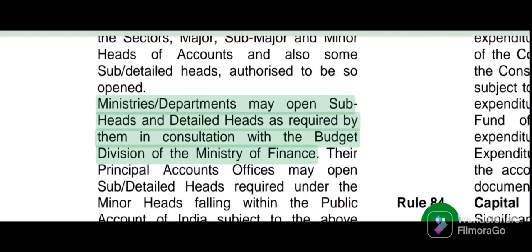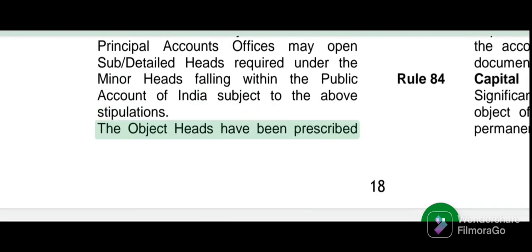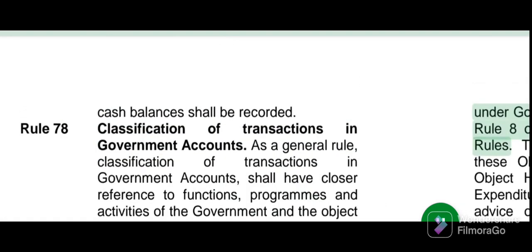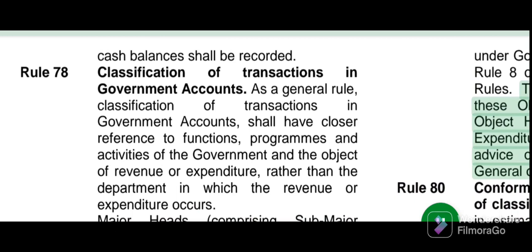Ministries, departments may open subheads and detailed heads as required by them in consultation with the Budget Division of the Ministry of Finance. Their principal accounts officers may open sub-detailed heads required under the minor heads falling within the Public Account of India subject to the above stipulations. The object heads have been prescribed under Government of India's orders below Rule 8 of Delegation of Financial Power Rules. The power to amend or modify these object heads and to open new object heads rests with Department of Expenditure of Ministry of Finance on the advice of the Comptroller and Auditor General of India.